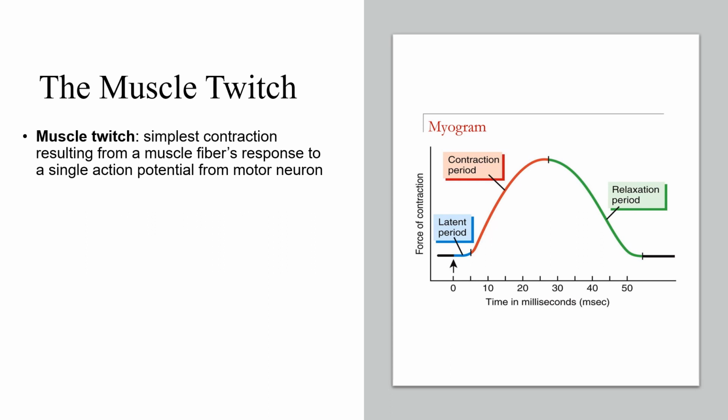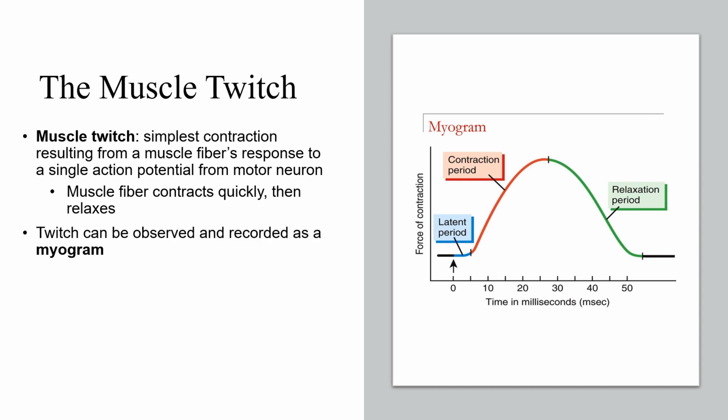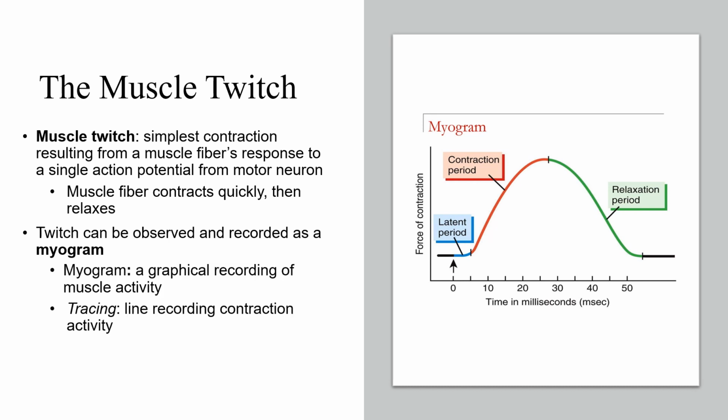Now, the simplest contraction is when there is one action potential coming in from a motor neuron that's causing a muscle fiber to contract. And the contraction is going to have different stages, and you can actually look at these stages by doing something called a myogram. The myogram is going to be able to record the full force of contraction over time. Okay, so it's a graphical recording of muscle activity, and it creates this tracing, which is the line recording contraction activity.